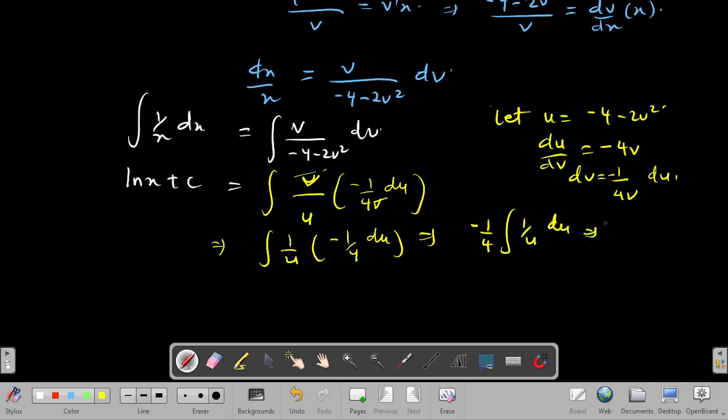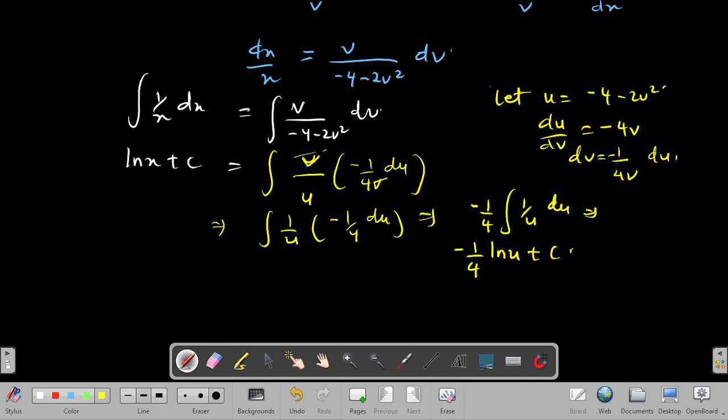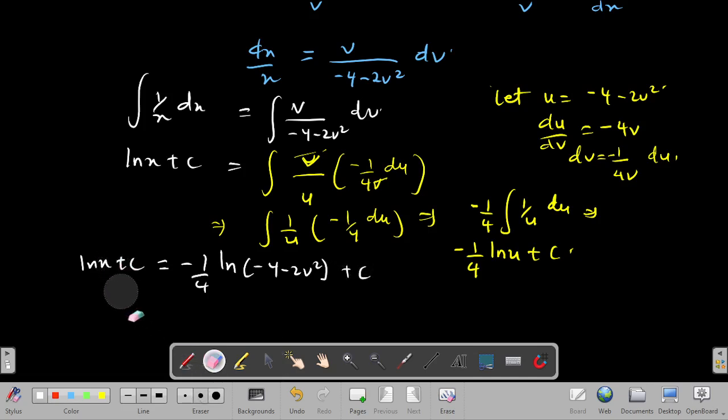The integral of 1 over u is simply ln u, right? So negative 1 over 4 ln u plus c. Now, we are not interested in u, so let's come back to our answer. So here it becomes ln x plus c is equal to negative 1 over 4 ln, now not u, but u is negative 4 minus 2v squared, plus c. We choose only one c, so I'll clean this c and we are done. So ln x is equal to this plus this, and that's the answer.